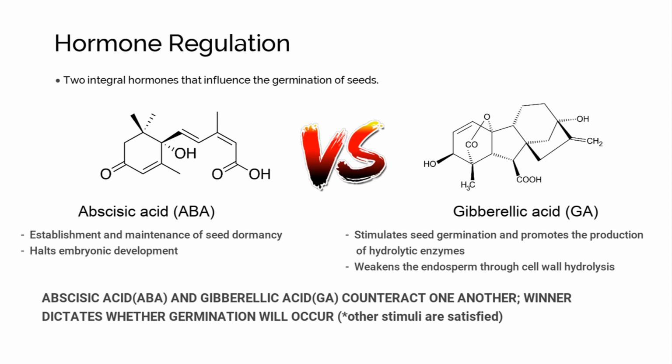The balance between ABA and GA is regulated by environmental cues such as light and temperature. It's the disruption of this delicate equilibrium between the two hormones that causes seed germination to be promoted. Specifically, when we see an increase in GA or a decrease of ABA, that's when we see signs of germination.